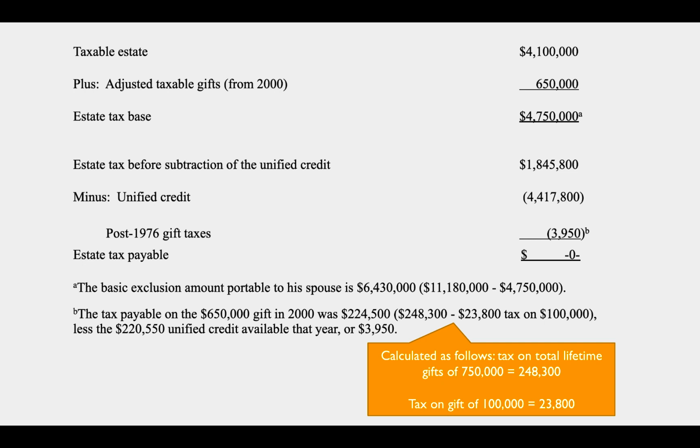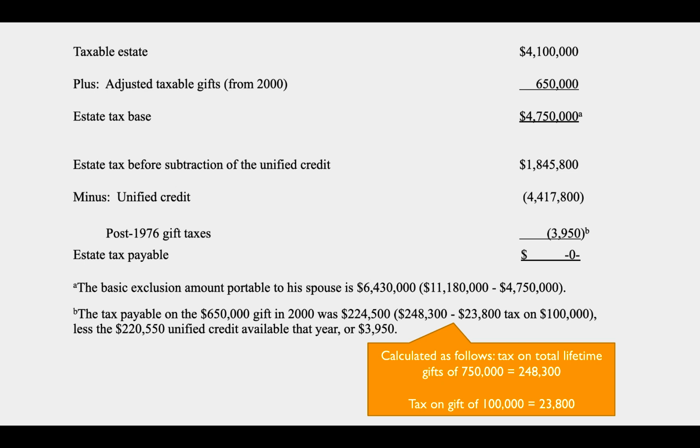Then I get to subtract the tax on gifts made previously, on which I probably paid gift tax. So the tax on that gift made previously of $100,000 would have equaled $23,800. Again, I can find that in the unified transfer tax rates. So when I subtract that $23,800 from the $248,300, I get $224,500. Then from there, I subtract the unified credit available that year. And again, I have that in the back of my book, the historic unified credit.